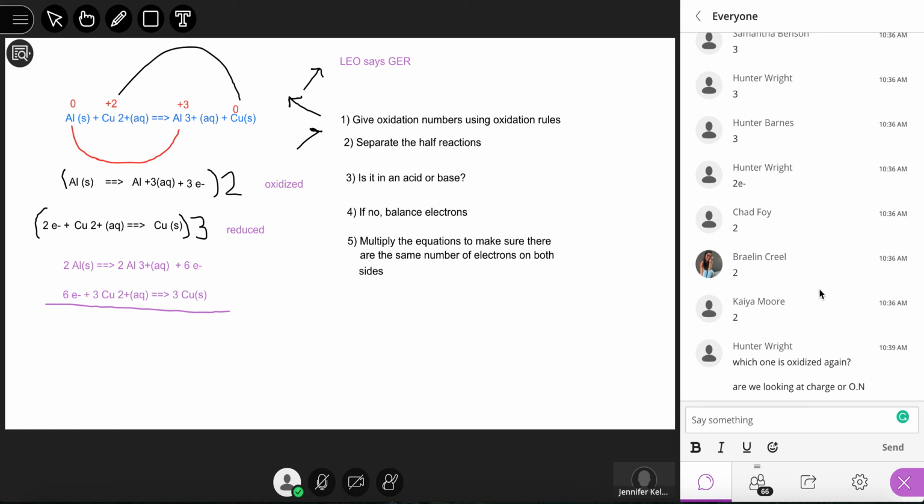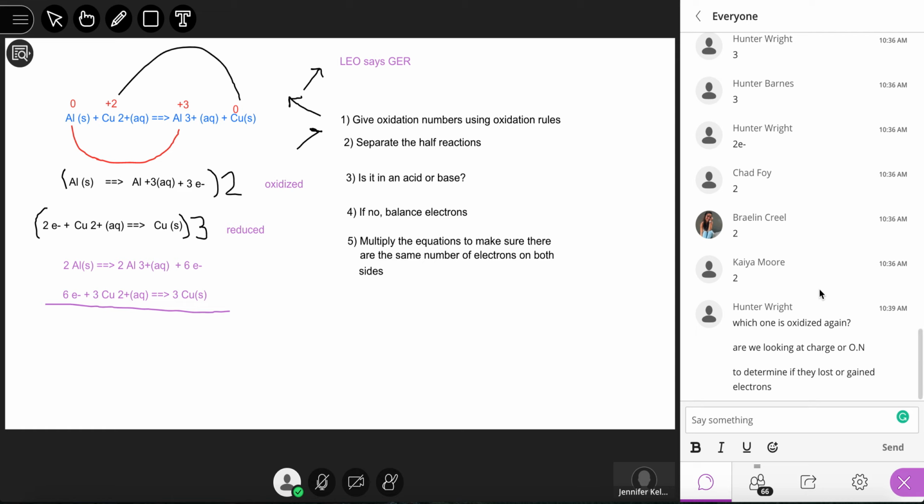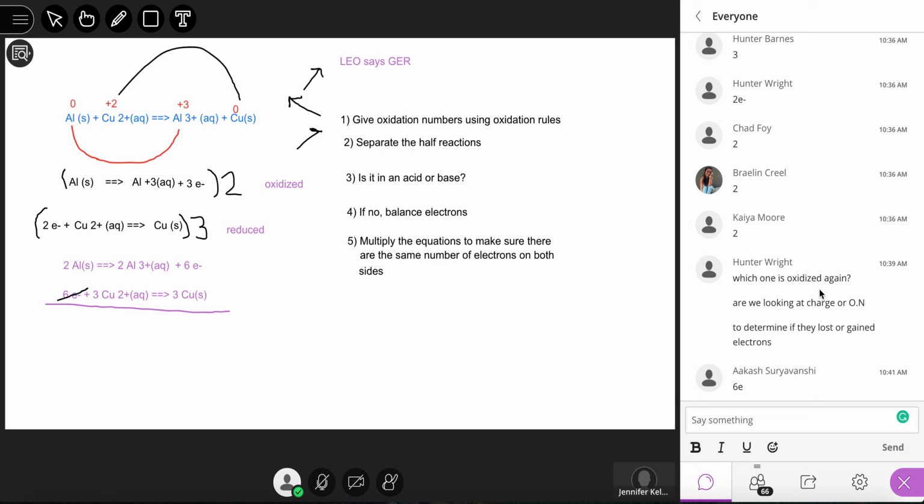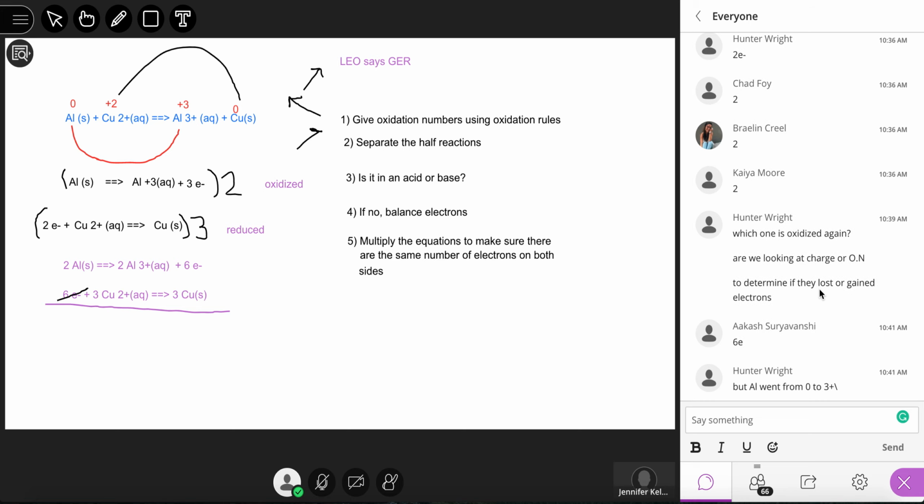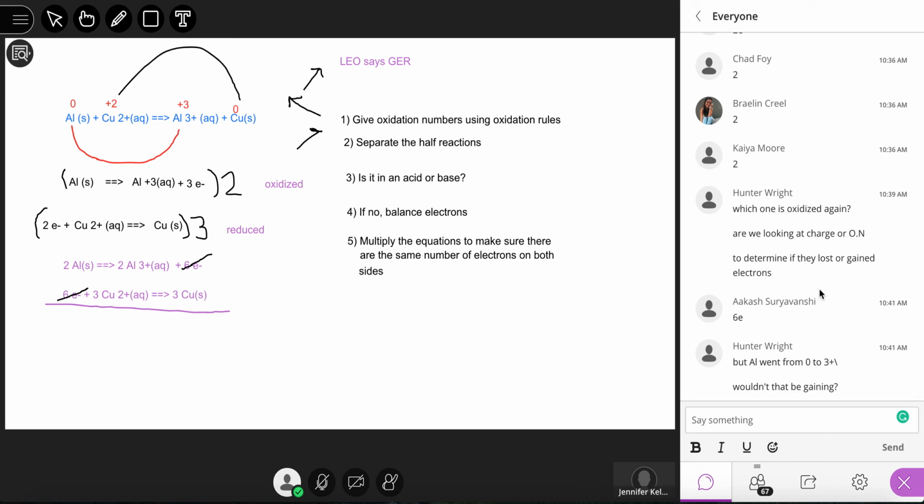Are we looking at charge or oxidation number? Oxidation number. That's a good question. The oxidation number. Correct, we're looking at the oxidation number. All right. So I noticed that I have 6 electrons on the reactant side and 6 on the product side. Correct. It went from 0 to +3.